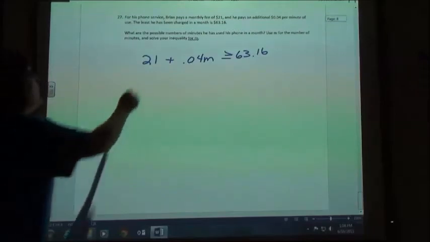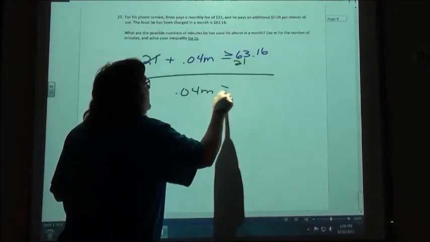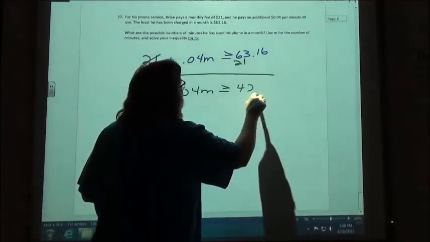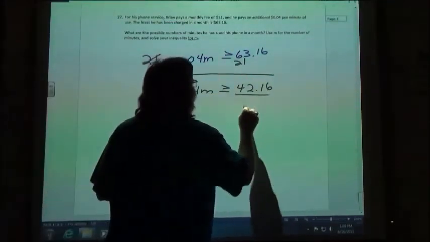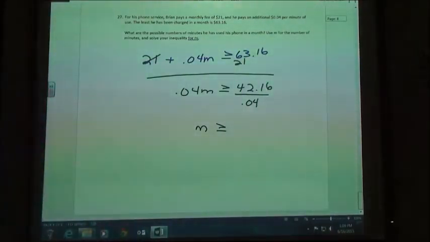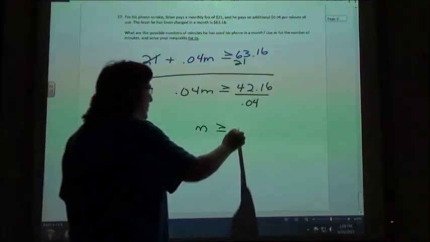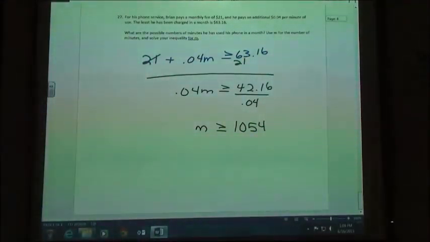And so first thing we're going to do is subtract our 21. 0.04m is going to be greater than or equal to 42.16 if I just go ahead and subtract that. And then I'm going to divide by 4 cents. So 42.16 divided by 0.04 is 1,054. So m is greater than or equal to 1,054.